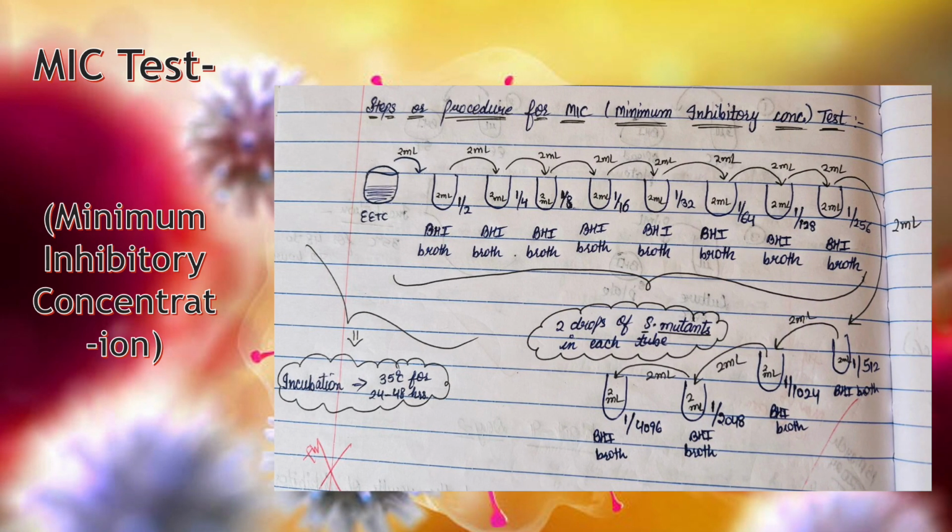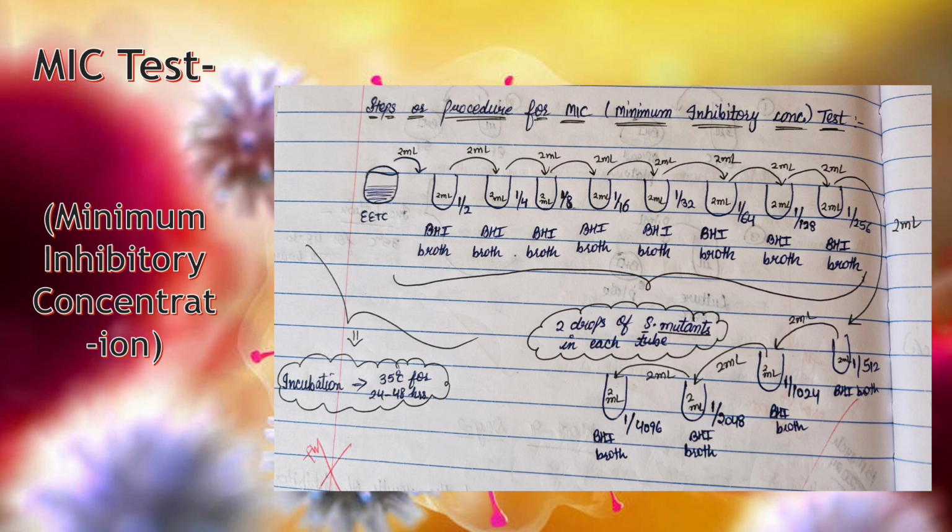The next step performed was the minimum inhibitory concentration test, also known as the MIC test. As we all know, the minimum inhibitory concentration is a key parameter in antimicrobial susceptibility testing, providing the lowest concentration of antimicrobial agent that inhibits bacterial growth. In this study, the MIC of Terminalia chebula ethanol extract against Streptococcus mutans was determined using a broth dilution method.